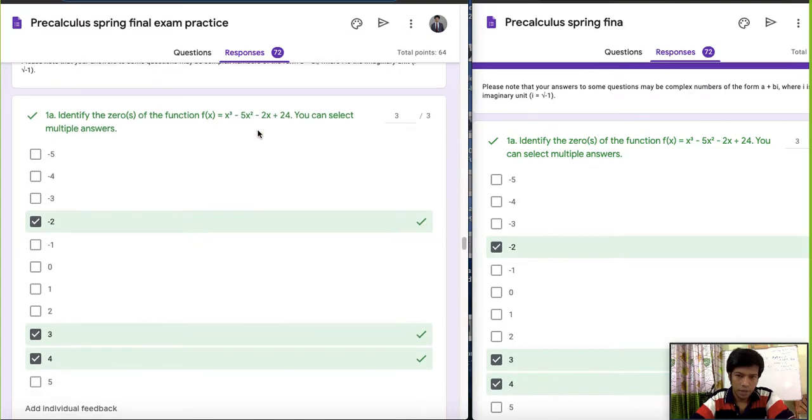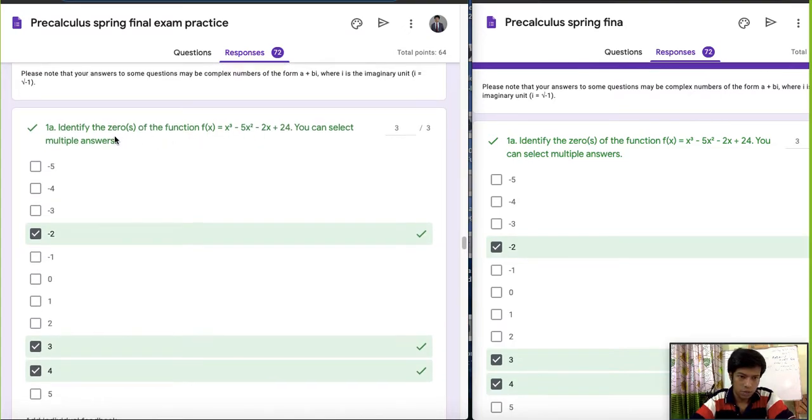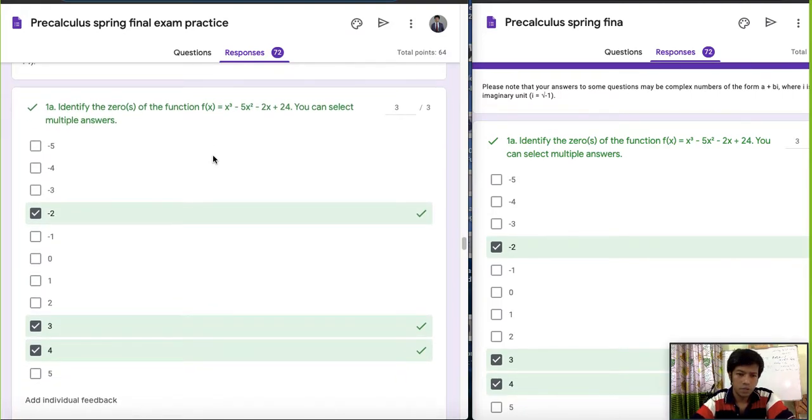So first one we have this question: identify the zeros of the function f(x) equals x cube minus 5x square minus 24x plus 24. You can select multiple answers because multiple answers are possible here. So how do we know which one is correct, which one is not correct?